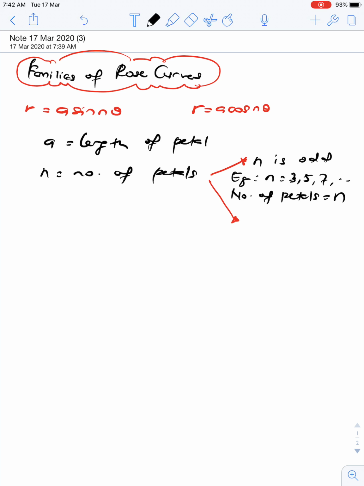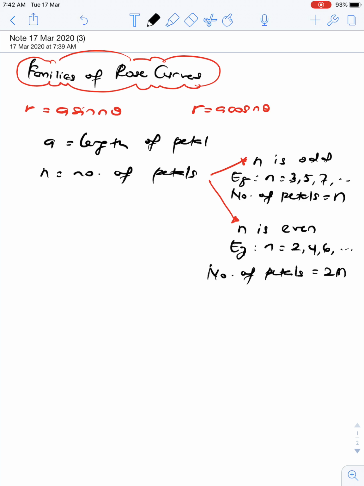However, if n is even, for example, if n equals 2, 4, 6, and so on, therefore the number of petals equals 2n. Okay, so twice.